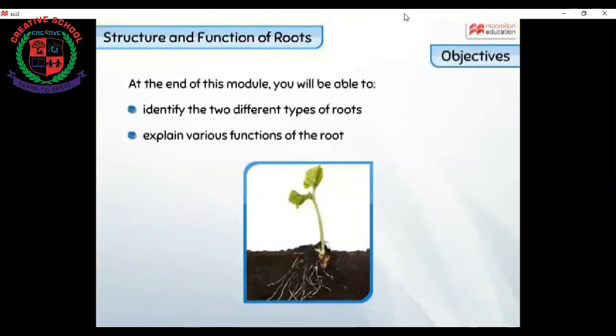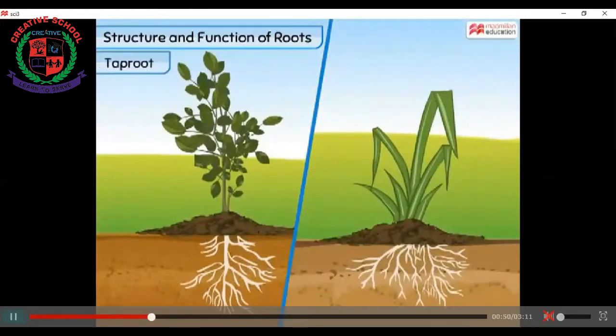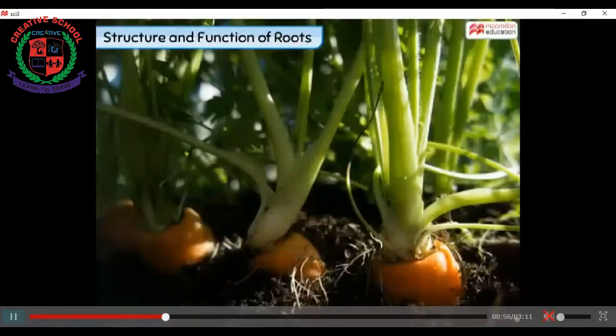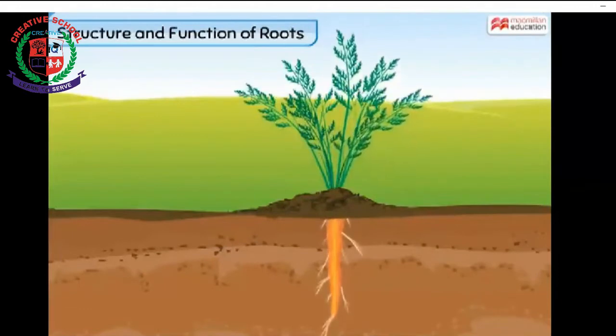At the end of this module, we will be able to identify the two different types of roots and various functions of roots. There are two different types of roots. The first one is taproot and the second one is fibrous root. This type of root is called taproot, which looks like the branches of a tree. Can you see the carrot growing under the soil? Yes, which has the roots.